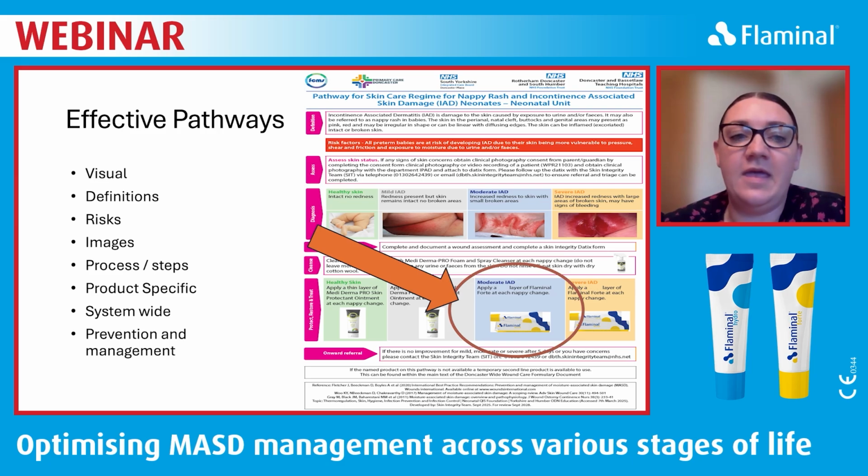Having that pathway in that format increases that understanding. It also increases the usability. It also increases compliance, awareness and transparency. And they are all things that we've seen since we've implemented this pathway across Doncaster, that the staff members now understand what they need to be doing at the right time for their patients.